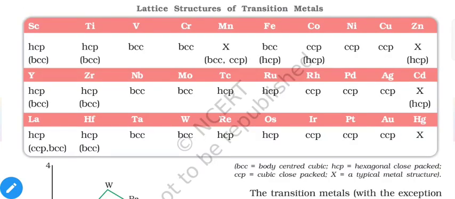Here the formation of the lattices is mentioned. That means the first three series are mentioned with their unit cell type, or their arrangements of different types of layers. All of them show, as we can see, either BCC or HCP or CCP or a combination of these. And certain metals, as we can see, zinc or cadmium, can show a typical metal structure. That means their metallic structures are different from other metals.